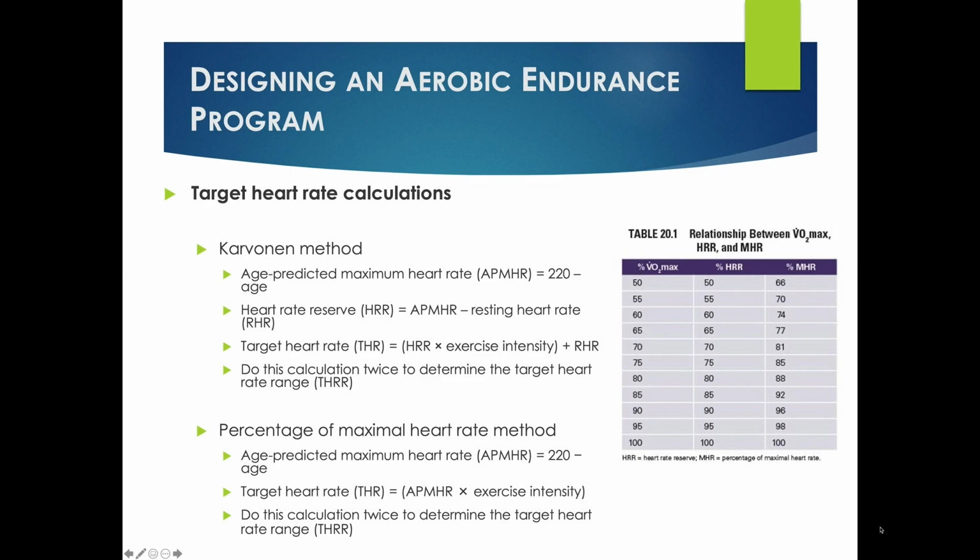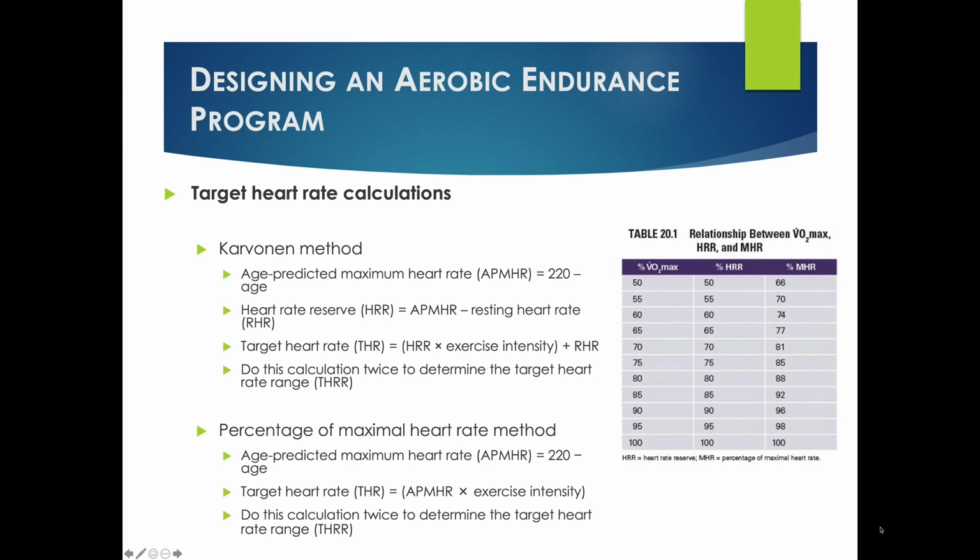So that's for that. Or at the bottom, you can see the percent of maximal heart rate method: 220 minus age will give you your age predicted max, and then you multiply that by intensity to get your target heart rate. To be a little bit more specific, the Karvonen method is going to be more specific in terms of training.